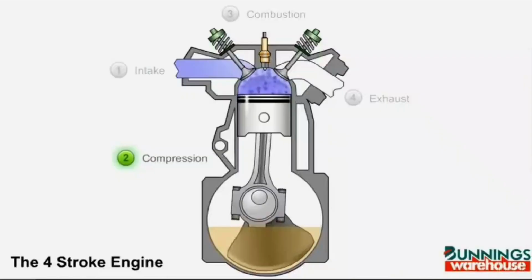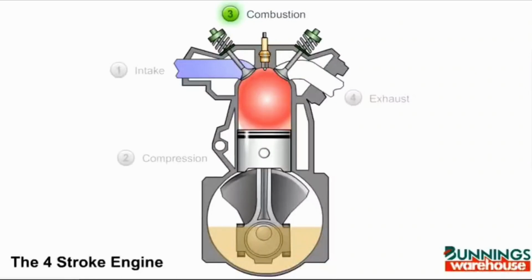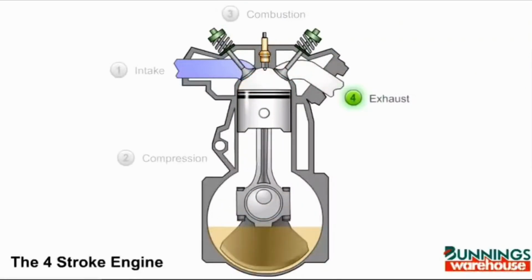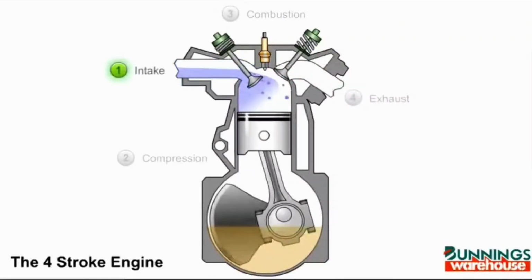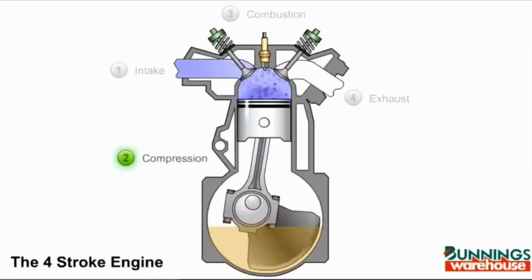How an internal combustion engine works. An internal combustion engine converts chemical energy from fuel into mechanical energy. This process takes place in several steps, known as the four-stroke cycle: intake, compression, expansion, and exhaust.